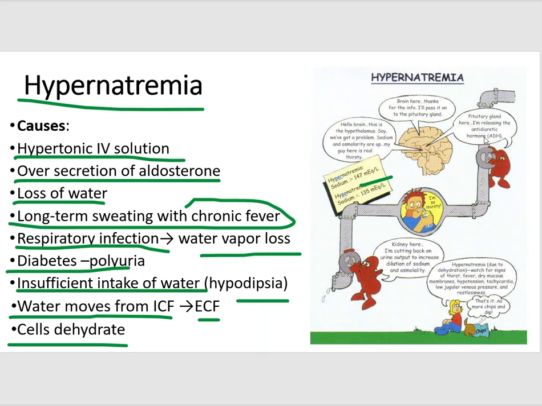Hypernatremia, pituitary gland is going to release ADH. When the osmoreceptors in the hypothalamus are going to report this, and this is going to cause the release of ADH from the posterior pituitary.